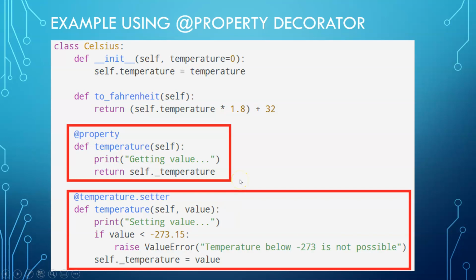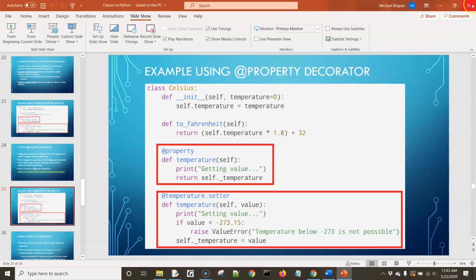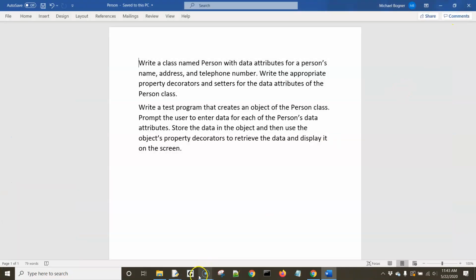So this is the Pythonic way: instead of defining getters and setters within your class, you can use property decorators and the dot setter to get and set the values of your data attributes. And that's what we're going to be doing in this programming example. Let me escape out of this and close this out.